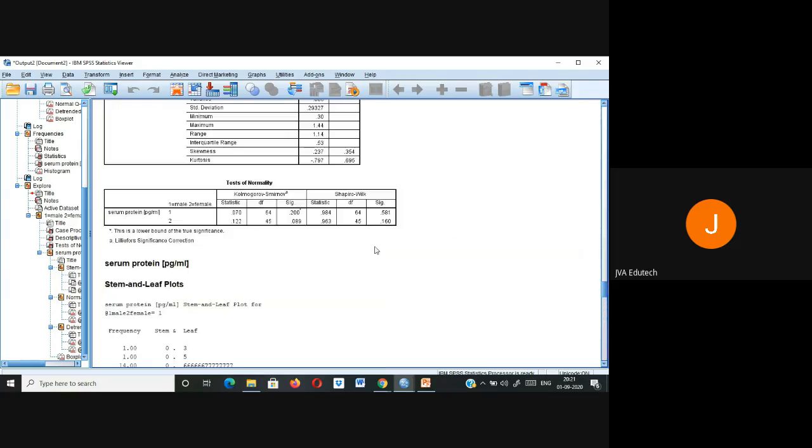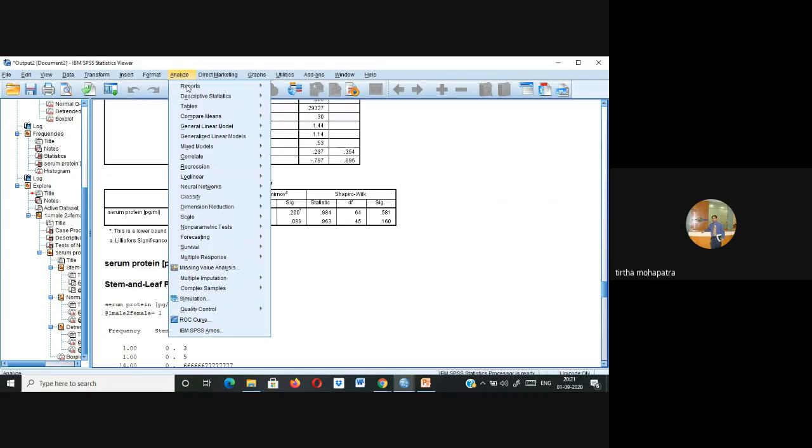Why is this happening? Here the significance value is coming to be 0.089, and here the significance value is coming to be 0.200. That's why this one is more normally distributed as compared to that one. But overall, both are normally distributed. You can see it through histograms also.